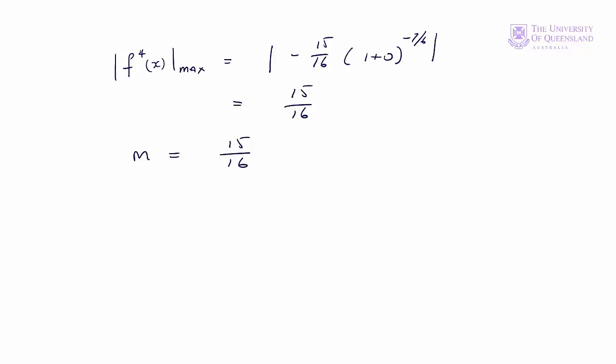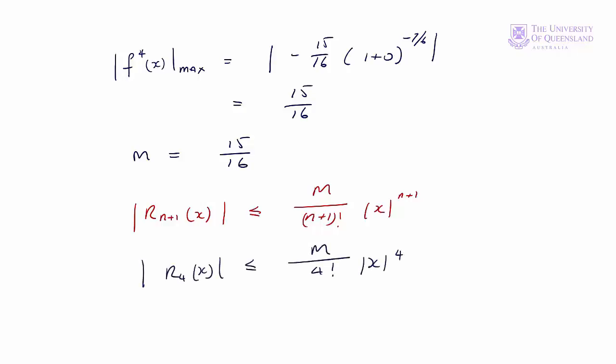The maximum error is given by this formula. So we found z, and we're replacing the fourth derivative with a particular value m that maximises the remainder. For our third order approximation, we can substitute in there. We'll have 15 on 16 times 1 over 4 factorial times the absolute value of x to the fourth power. That's equal to 5 on 128 times the absolute value of x to the 4.